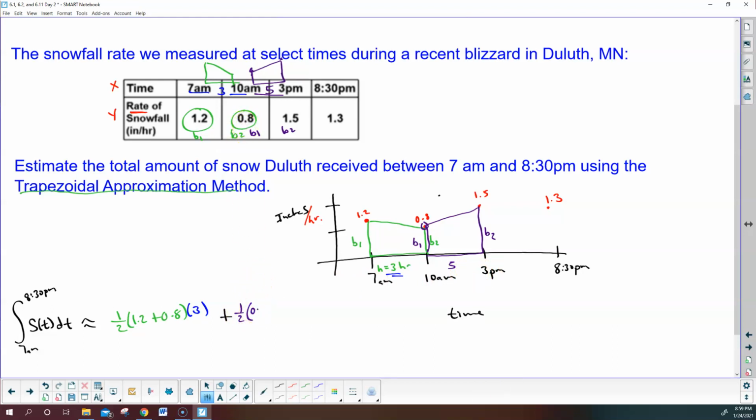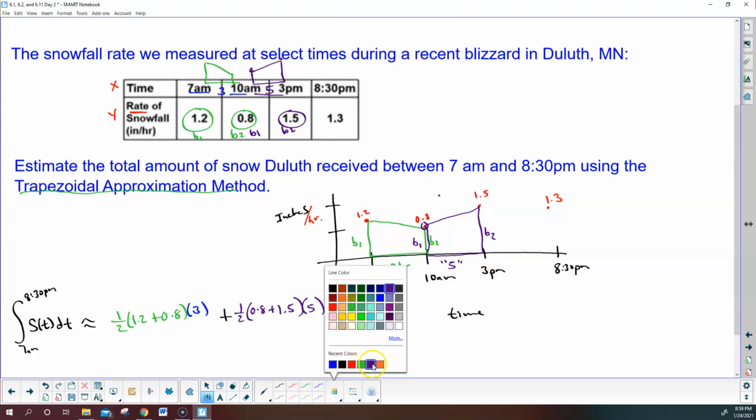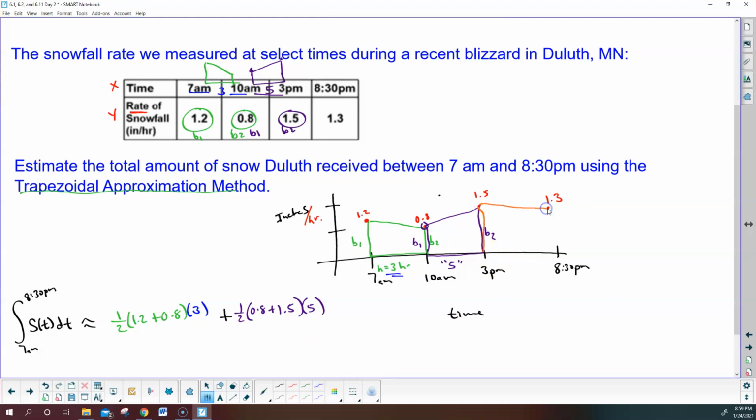So 1/2 base 1, well, what is base 1? It's 0.8 plus base 2, which was 1.5. And you can see that here, 0.8, 1.5, times the height or width, which is 5. All right, and then the last one is the trapezoid between 3 p.m. and 8:30. So how many hours passed from 3 to 8:30? That's 5.5.